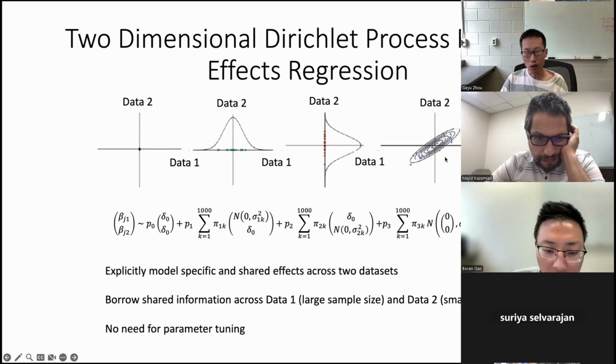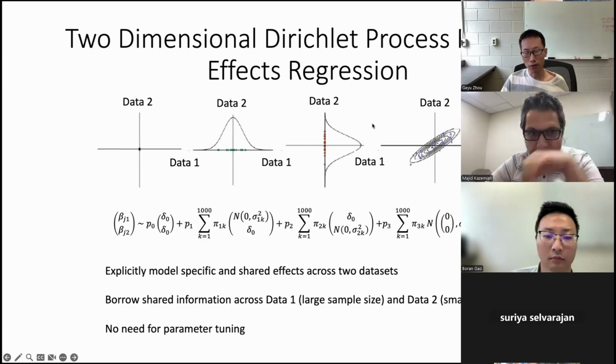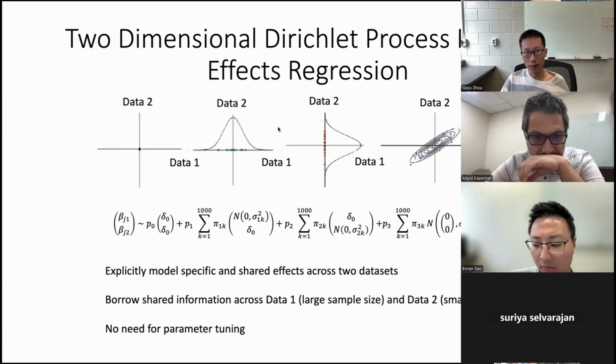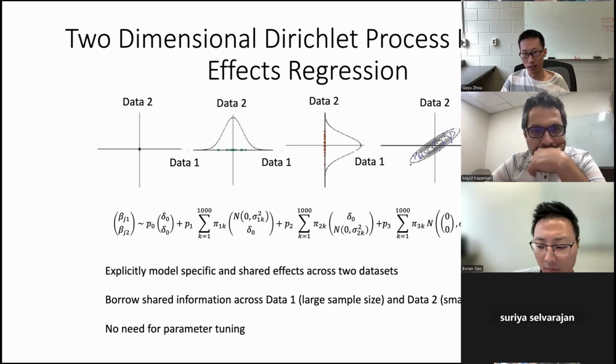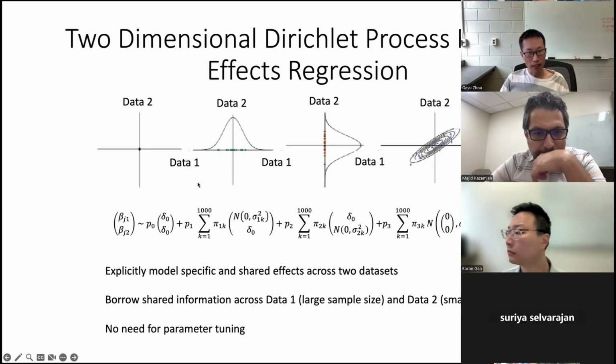Suppose we don't have the last part, then there's no shared information being captured between the two datasets, and it is equivalent to fitting a single dataset model separately in the two datasets. But with the last component and with this correlation parameter rho in the model, we can really capture and borrow the shared information across the two datasets to help improve the prediction. And this is a general summary of this kind of model.